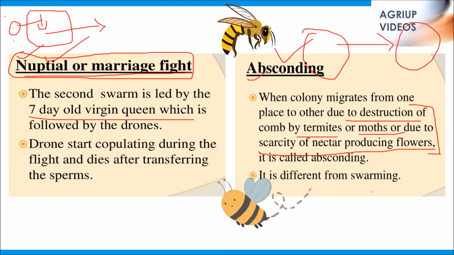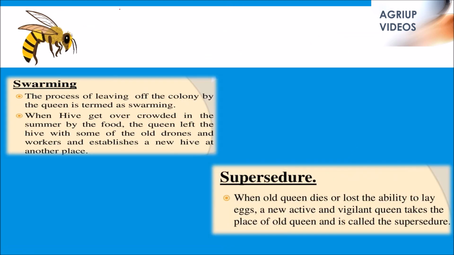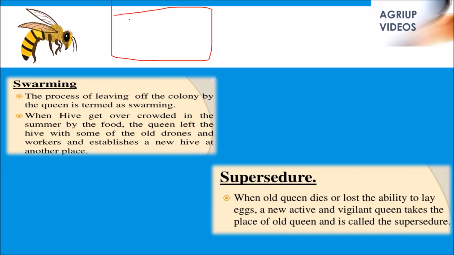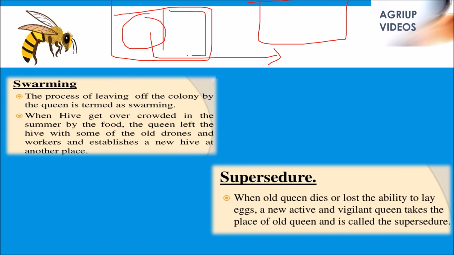Now, there is one more phenomenon which will be taken further, called swarming. What is that? Swarming is the process of leaving of the colony by the queen itself. When the hive is more crowded and there is scarcity of food, then the queen leaves the hive with a few old drones and workers, and she makes a new hive at another place. In this case, the remaining population in the old hive will develop into a new hive. This is called swarming.